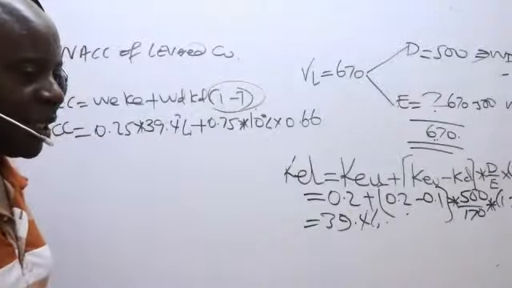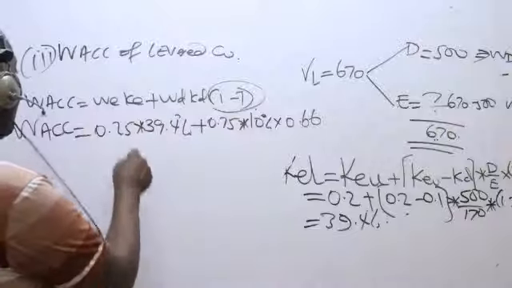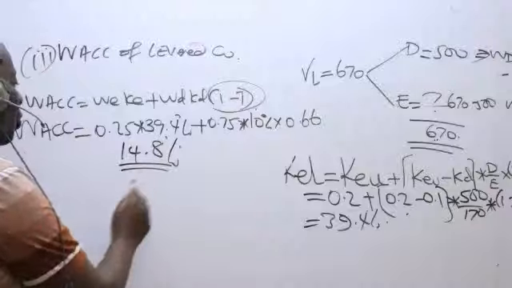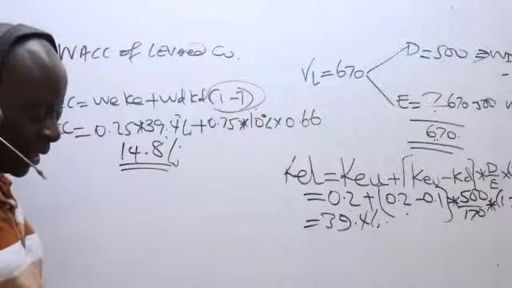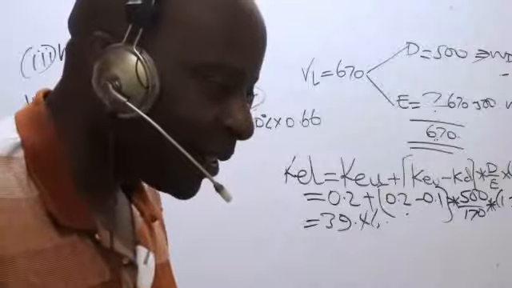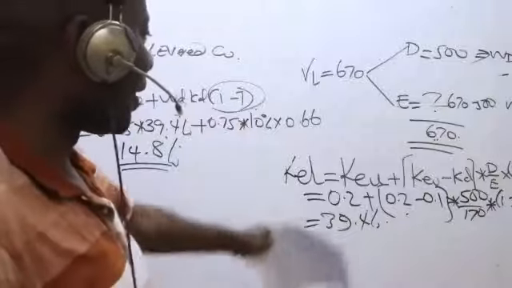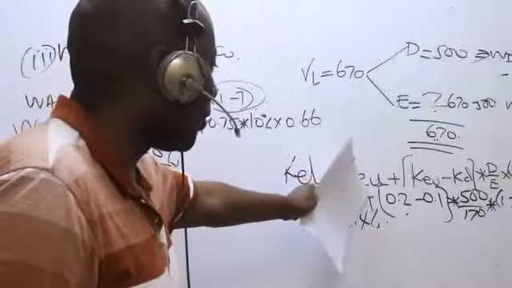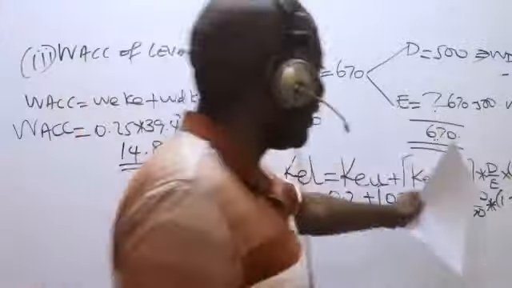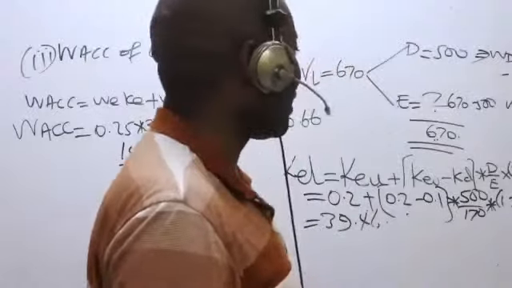So in this case they are getting 14.8. Now, let me ask you a question. According to you, given this 14.8, is that good or bad? How do you cram the KEL formula? Just like this: KU plus KU minus KD times debt over equity times 1 minus T.